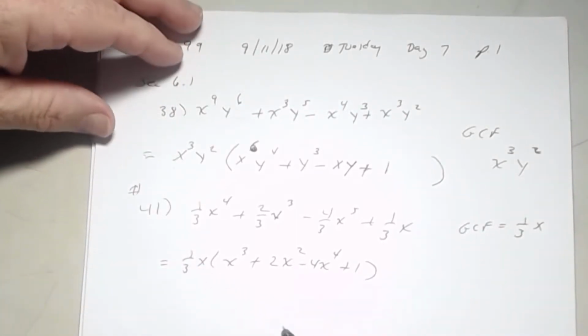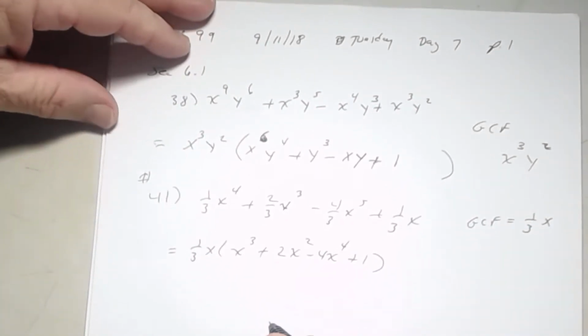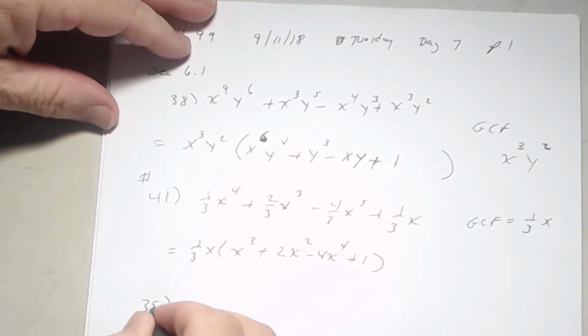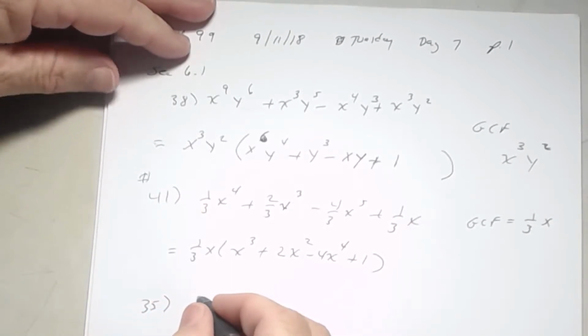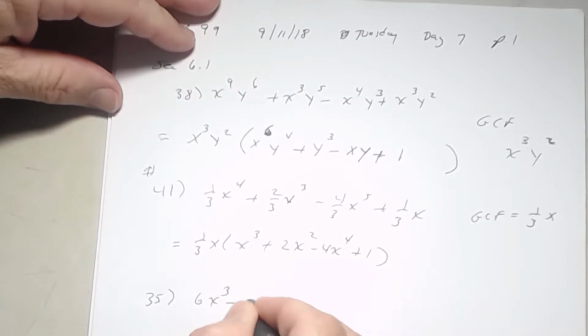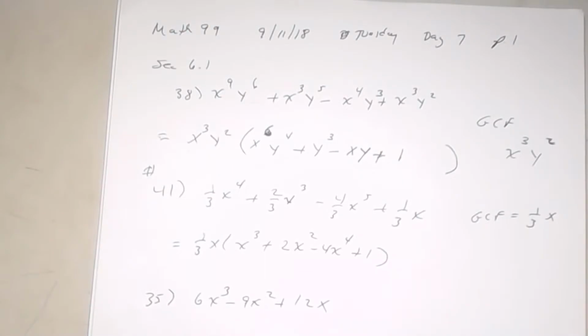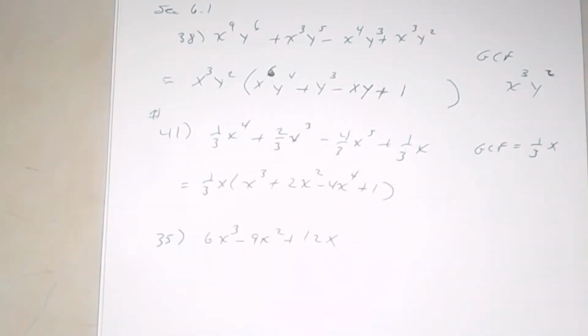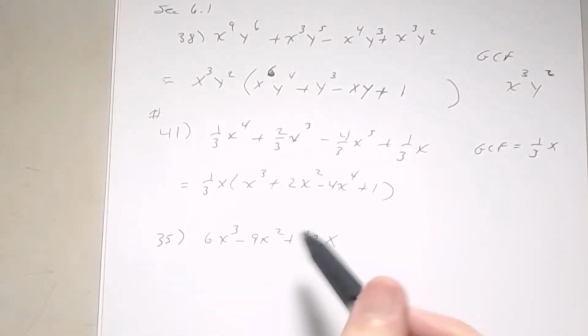All right, and then let's look at 35. So in 35, you have 6x cubed minus 9x squared plus 12x. And remember that all we do right now is finding GCF. So what's the GCF? 6x? Not 6. 3x, right? The GCF is 3x, because 6 does not go into 9 evenly.